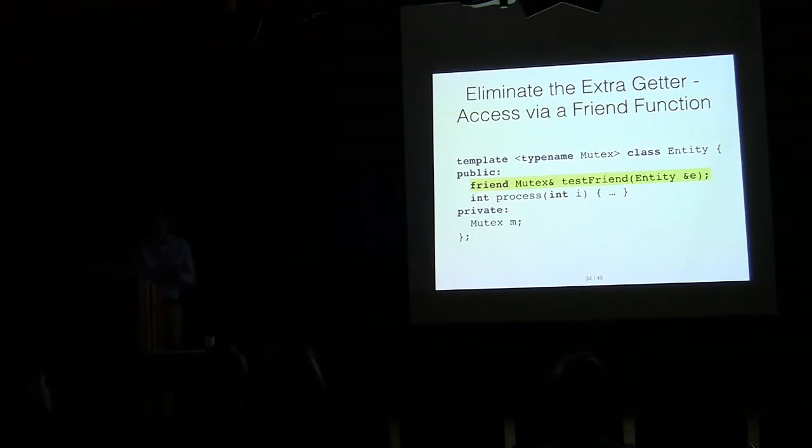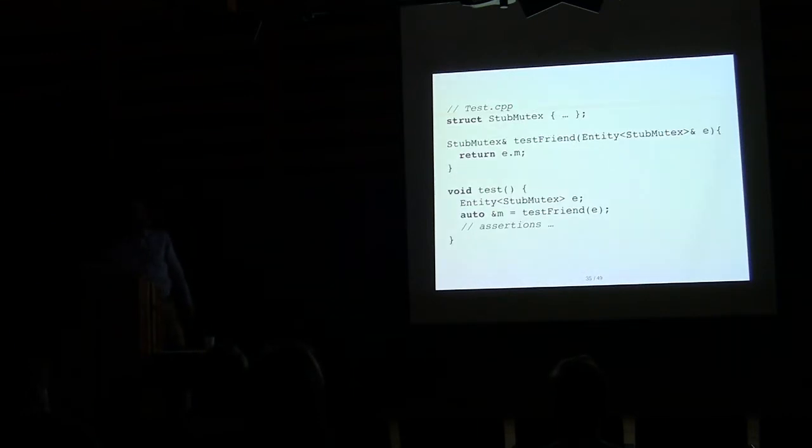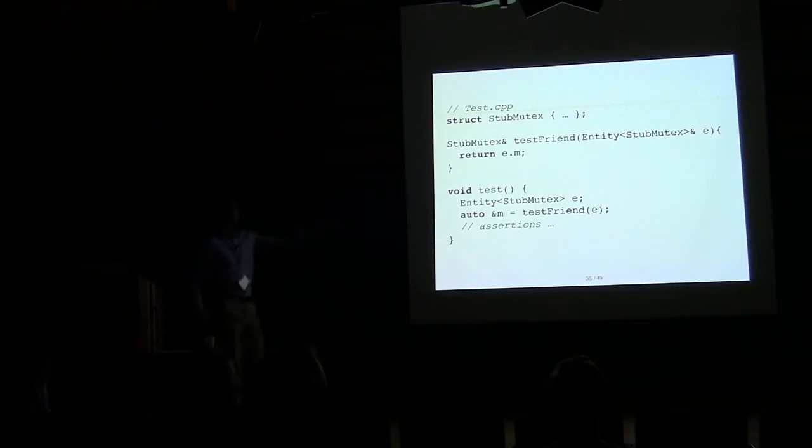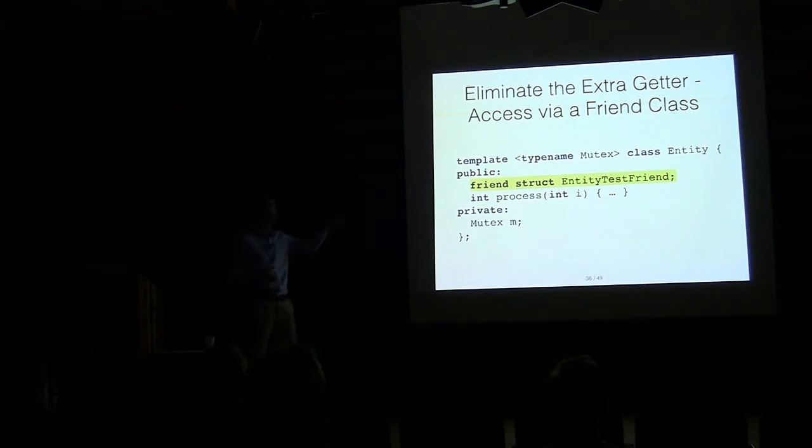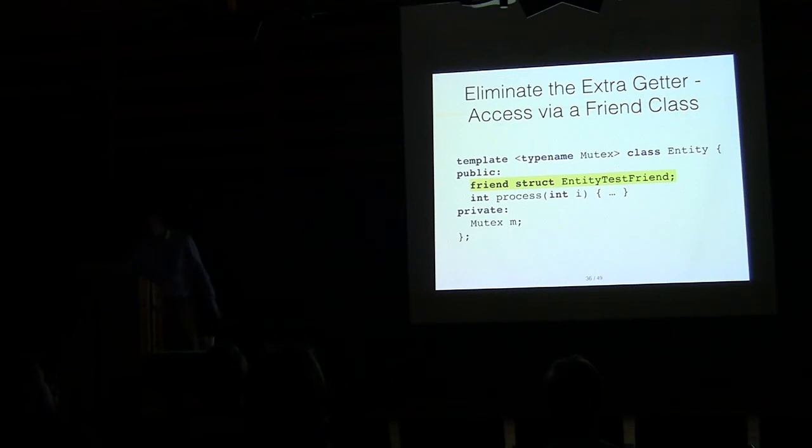So instead of this simple getter, we might want to define a friend function, and that friend function would return the reference to the mutex. This is how we would test it. Really simple. We could develop this idea further, so we would come up with a friend class.